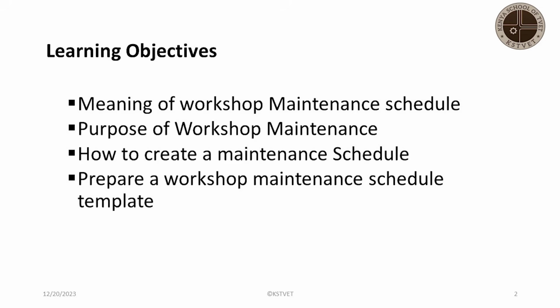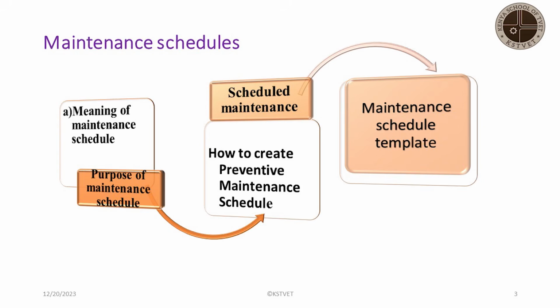And now, learner, state the meaning of workshop maintenance schedule. Maintenance scheduling is the process of making sure planned maintenance work is carried out at the right time. And now, learner, in a workshop, explain how the periodical planned maintenance of rotating machines is carried out.